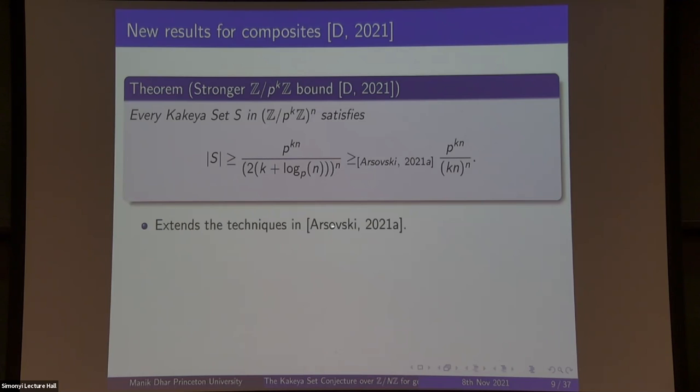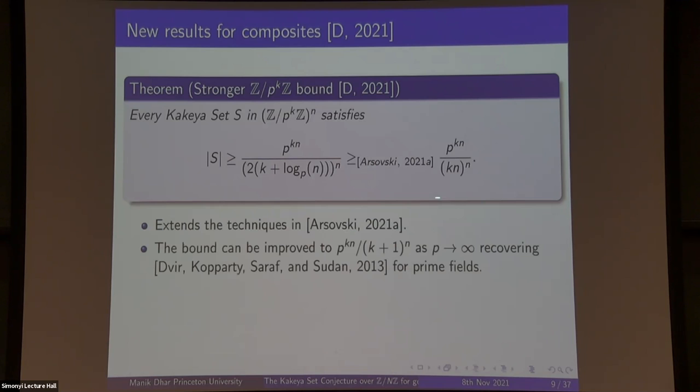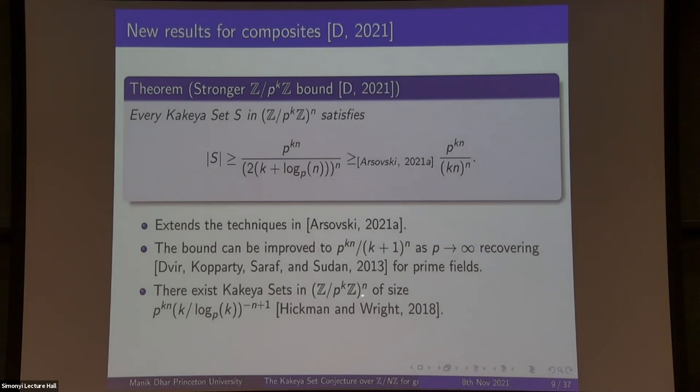We get this improvement by extending the techniques of the original version of Arsovski's paper. Another thing to say is that you can improve this constant further if you let p grow, and you will get bounds of the type p raised to kn by k plus 1 raised to little n. This is very nice because we know constructions of Kakeya sets over Z mod p to the k where the size is very close to this. So you get k by log k instead of just k. This shows that this is a significant improvement and close to being tight. I expect that maybe the construction can be improved, but right now I don't know how to do that. So let's just say maybe the bound can itself also be improved.